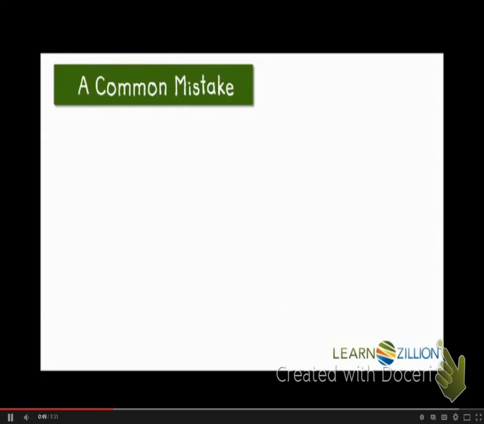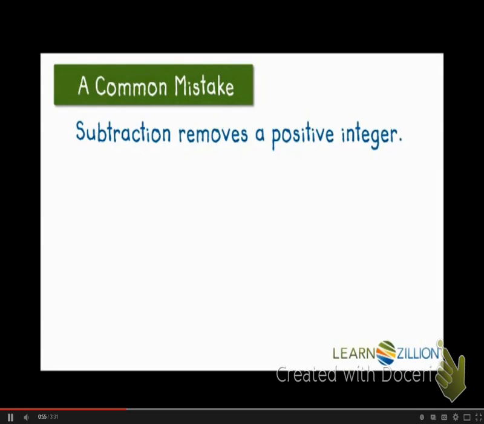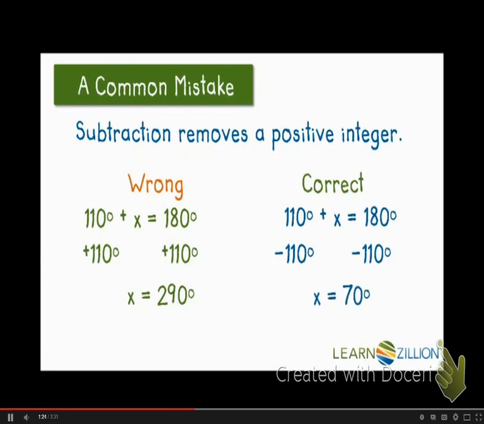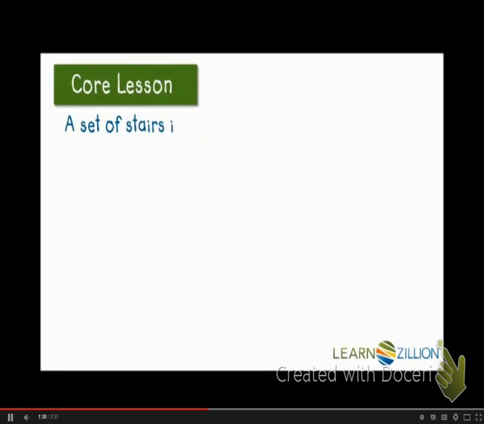Let's take a look at a common mistake. We want to remember that subtraction removes a positive integer. If we are incorrectly doing this, we would have the equation 110 degrees plus x equals 180 degrees, add 110 degrees to both sides, and end with the solution x equals 290 degrees. But because we know that subtraction removes a positive integer, we know the correct way to solve the equation 110 degrees plus x equals 180 degrees is to subtract 110 degrees from both sides and end with the solution x equals 70 degrees.